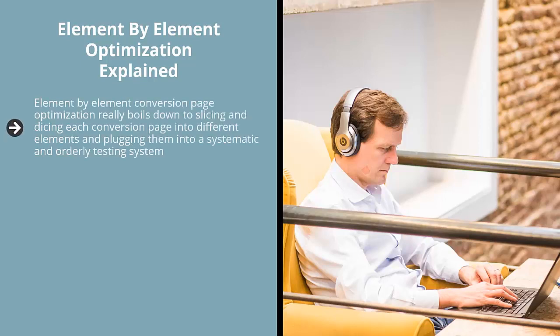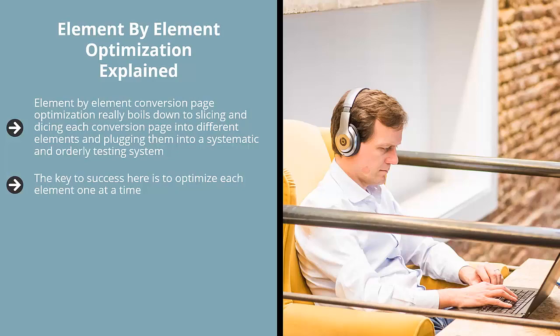Element by element optimization explained. Element by element conversion page optimization really boils down to slicing and dicing each conversion page into different elements and plugging them into a systematic and orderly testing system. For example, graphics are elements. Header or text are elements. Actual sales body text are elements. The same with calls to action. The key to success here is to optimize each element one at a time.